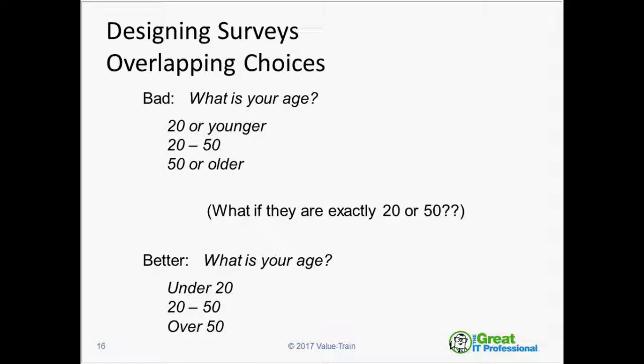And you might offhand think, well, what's wrong with that? What's wrong with that is what if they are exactly 20 years old or 50 years old? Those are indeterminate. If I'm 20, do I pick the first one or do I pick the second one? And the same thing for the 50. Do I pick the second one or the third one? So with a slight difference in wording, I can make that non-overlapping. Under 20, 20 to 50, and over 50 fixes that problem. So this is an easy problem to fix. This is a problem that usually happens by mistake.